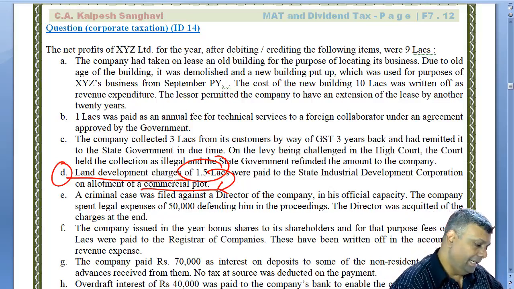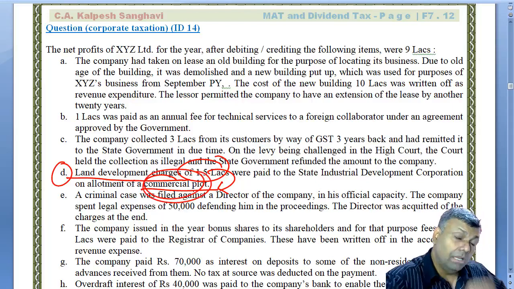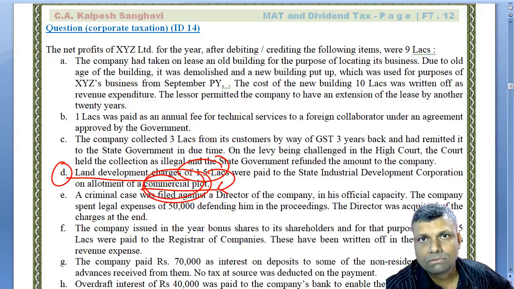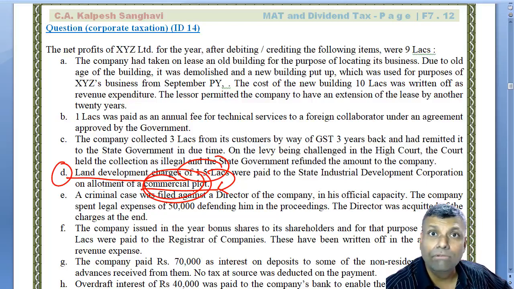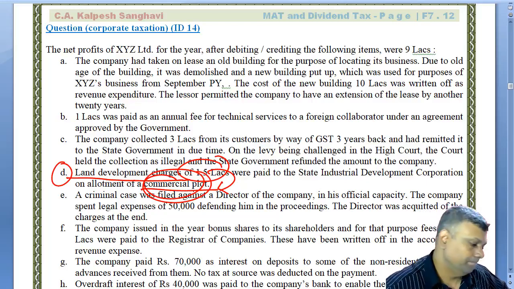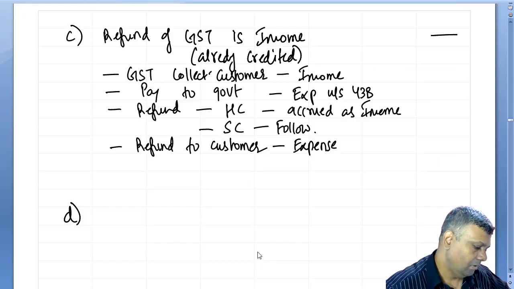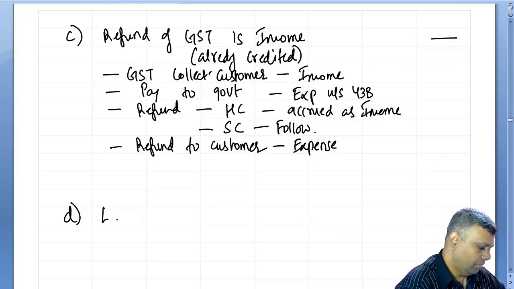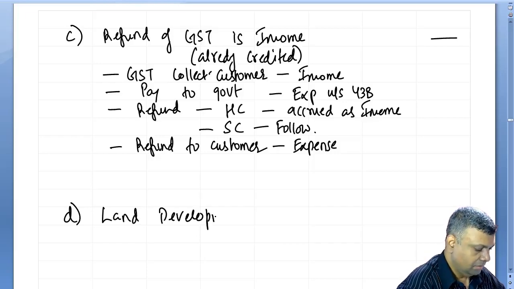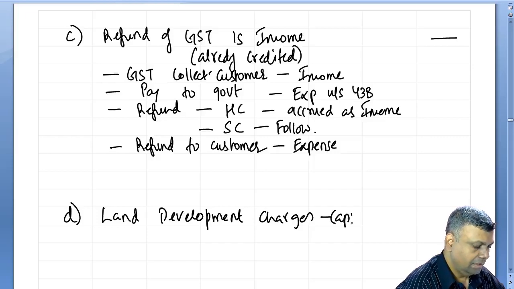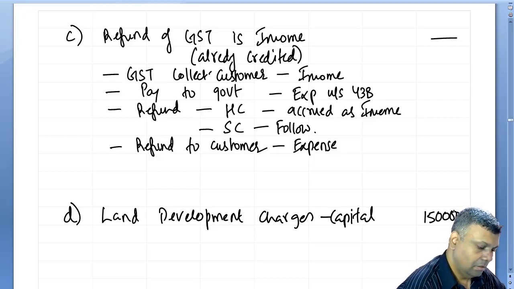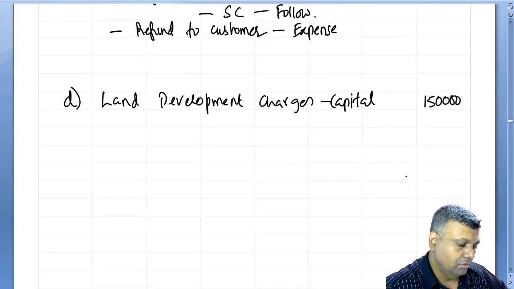And let me tell you, these land development charges, particularly for commercial plots, are a capital expense. So this is not a revenue item and therefore it will be added. Land development charges is a capital expenditure. So you have to add 1,50,000 rupees.